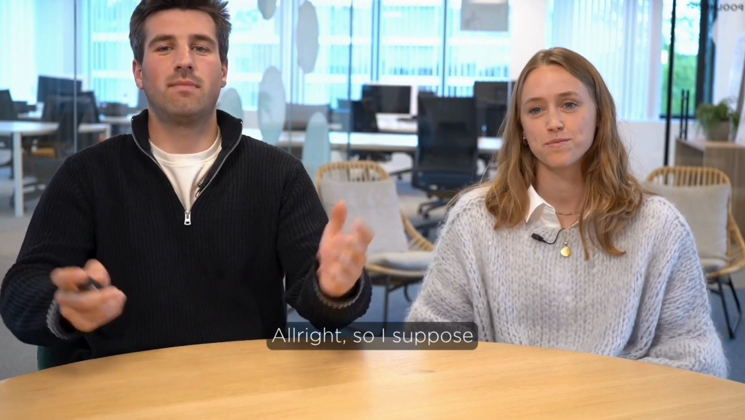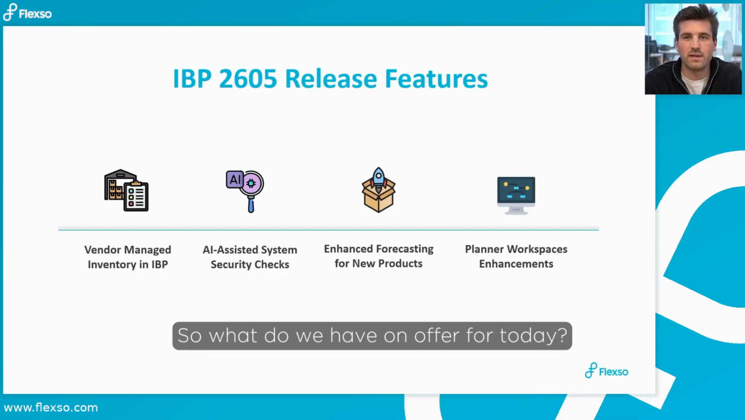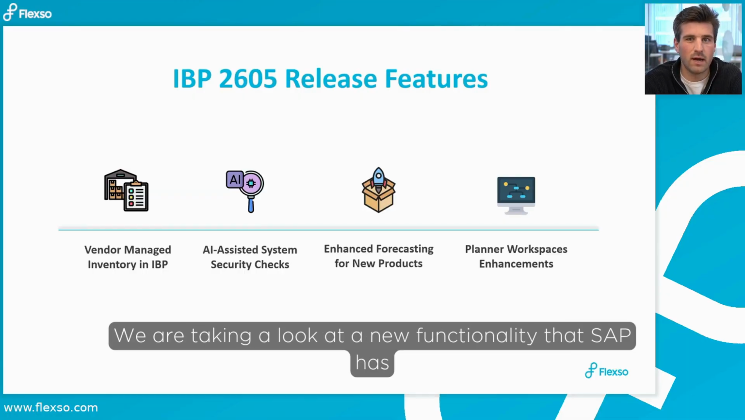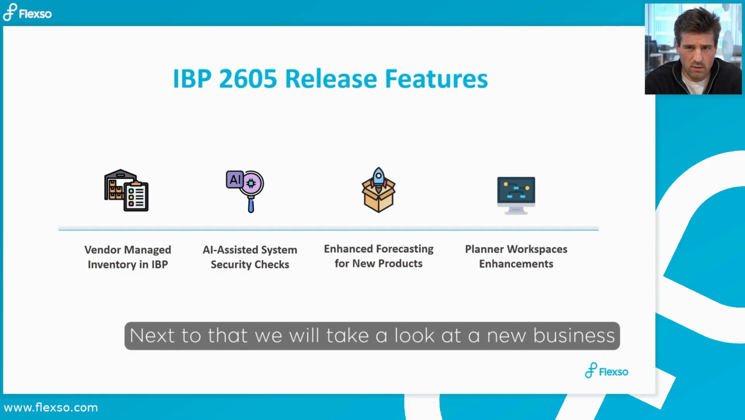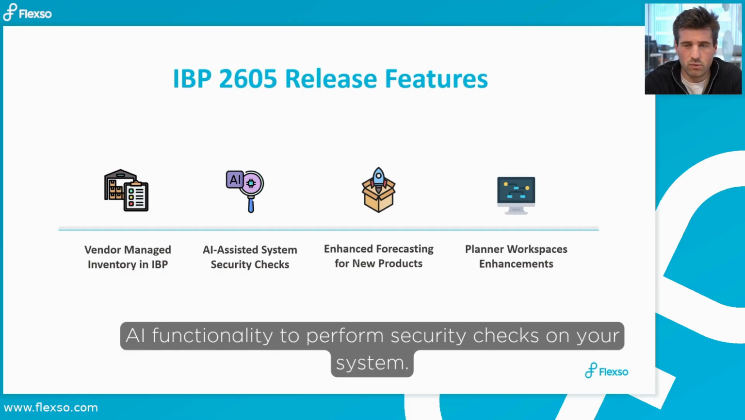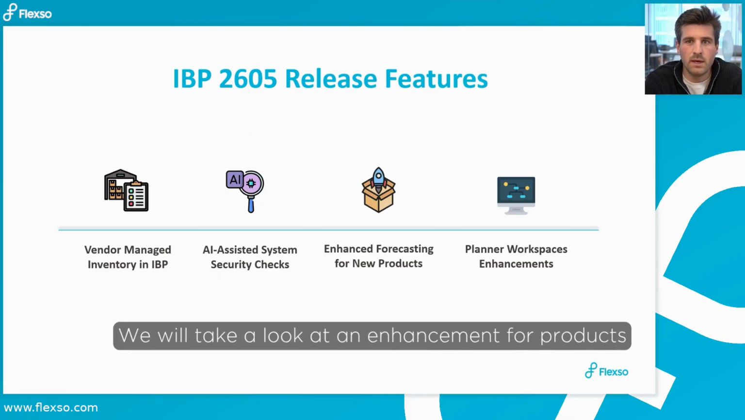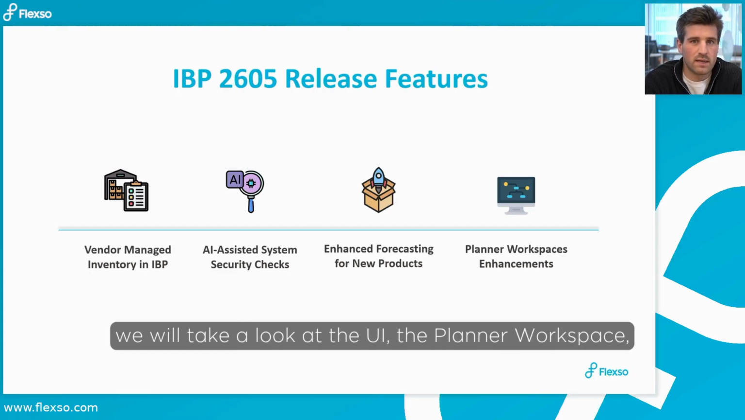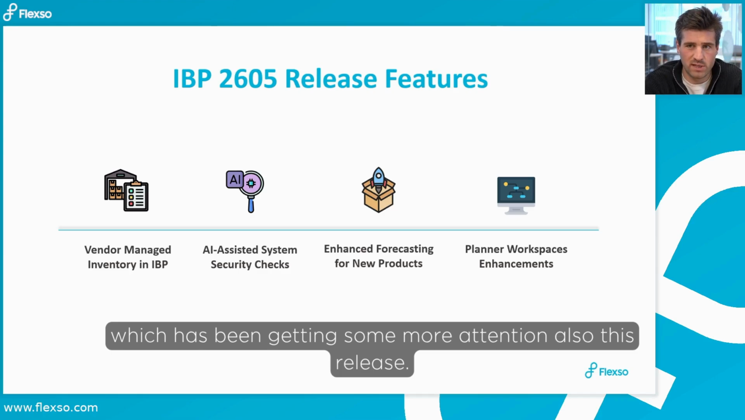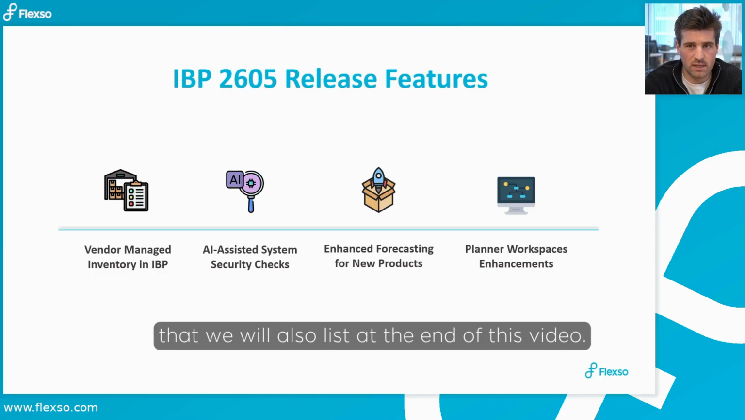All right, so let's take a look at what's on the agenda for today. We are taking a look at a new functionality that SAP has introduced to facilitate vendor-managed inventory planning in IBP. Next to that, we'll take a look at a new business AI functionality to perform security checks on your system. We will take a look at an enhancement for products and new products forecasting in IBP for demand. And last but not least, we will take a look at the UI, the Planner Workspace, which has been getting some more attention this release, with some enhancements and innovations that we will also list at the end of this video.